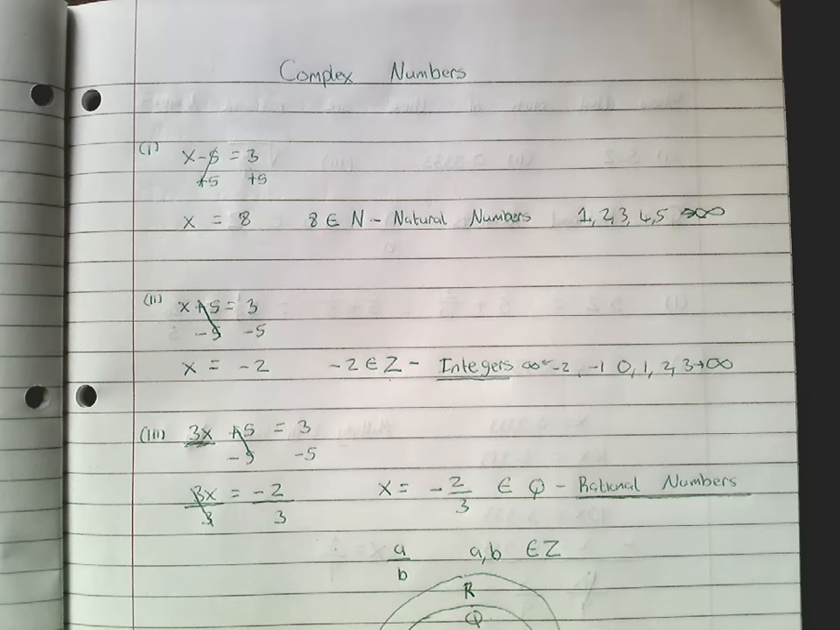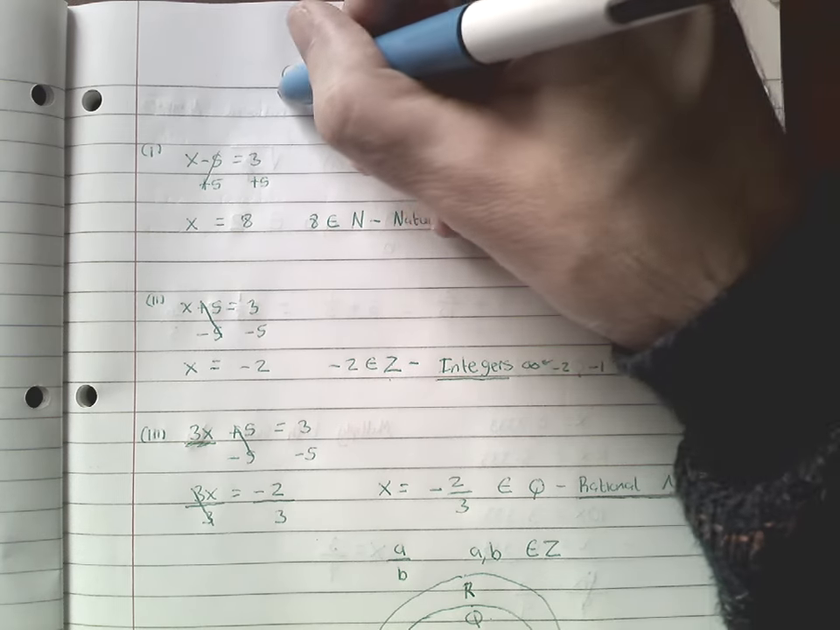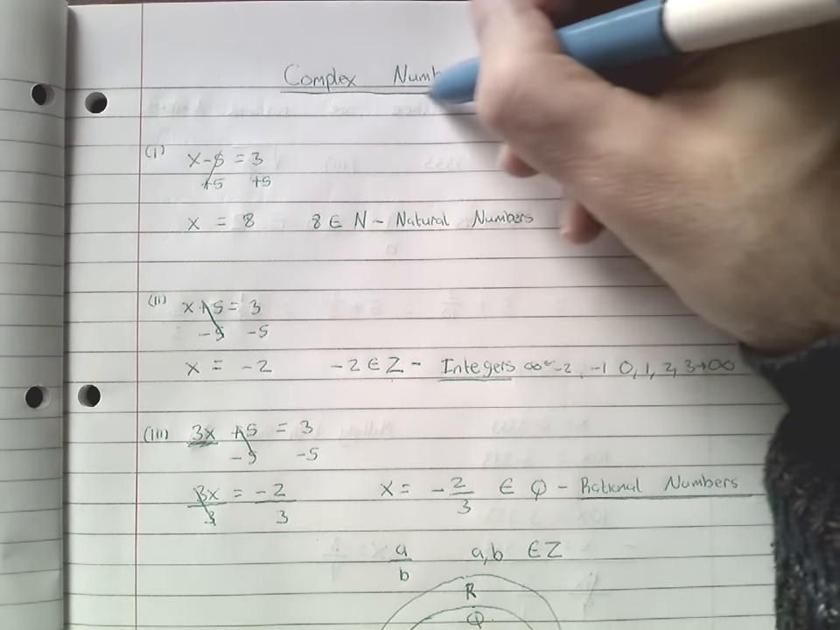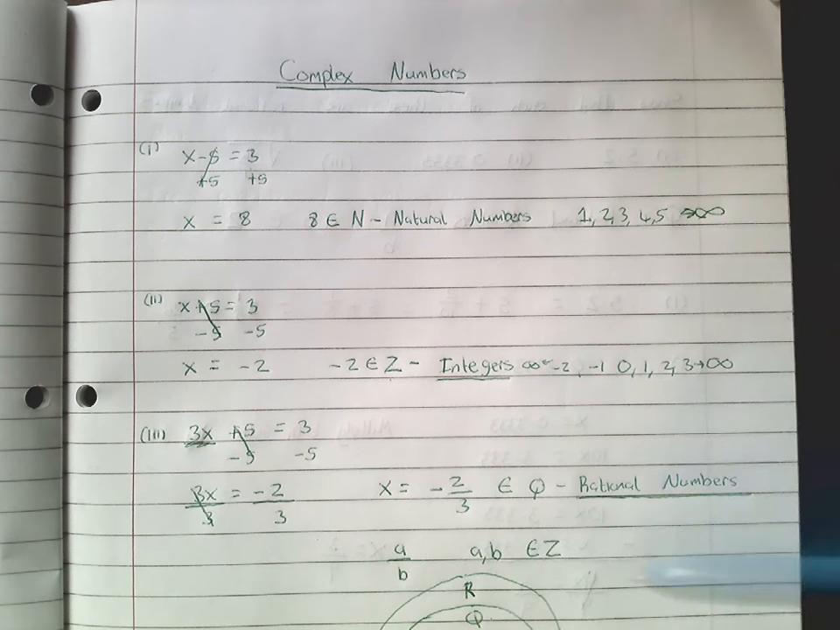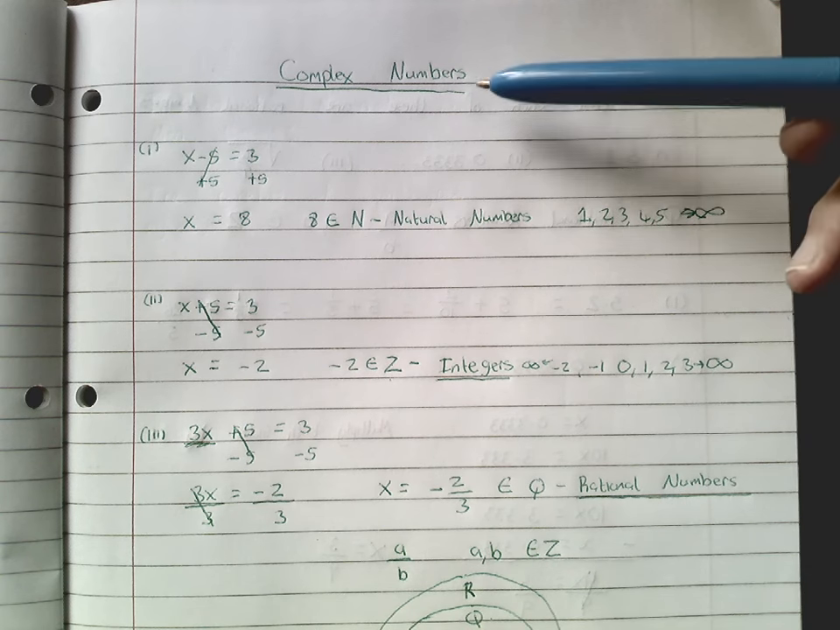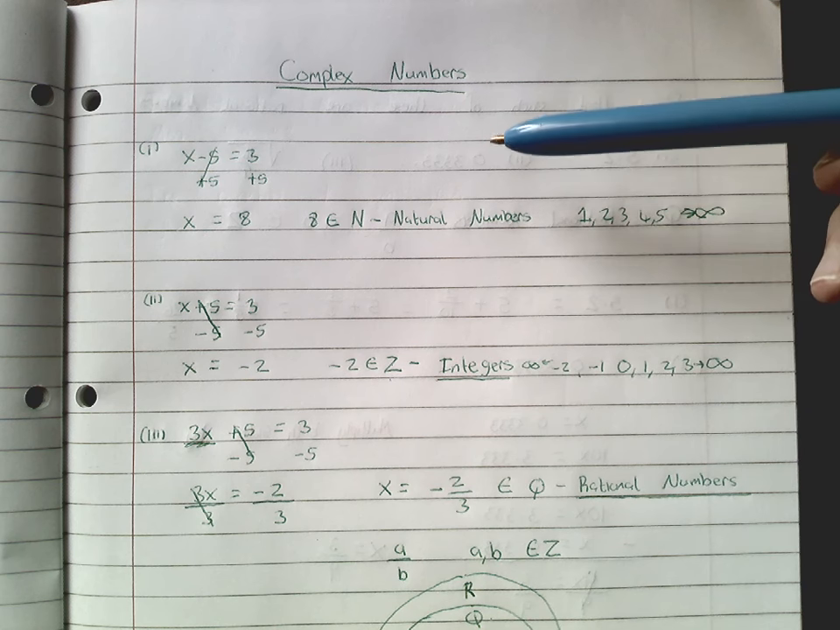This is just an introduction to the other types of numbers that we can have. And what we're going to look at in the next lesson are what are called complex numbers. So we've looked at integers, natural numbers, rational numbers, irrational numbers, and real numbers. And then what we're going to start to look at are what are called complex numbers. And we look at that in the next lesson.